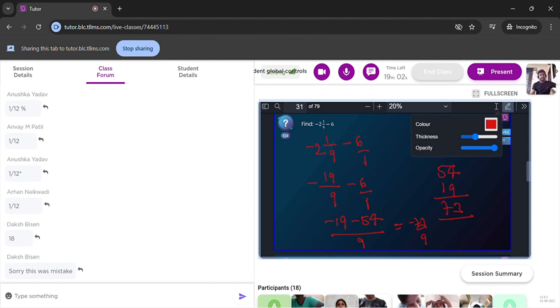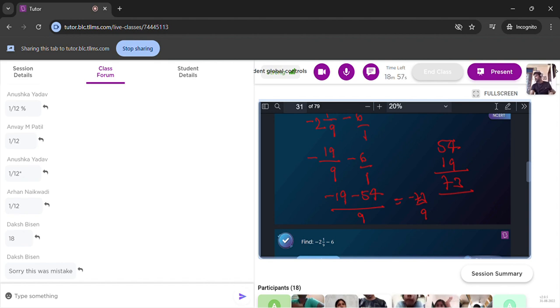Okay. No one has given its answer. So its answer will be minus 73 divided by 9. Now you can also convert this one into a mixed fraction. So what will you write for this one as a mixed fraction? Minus 8. Okay. Minus 8, minus 1 by 9.